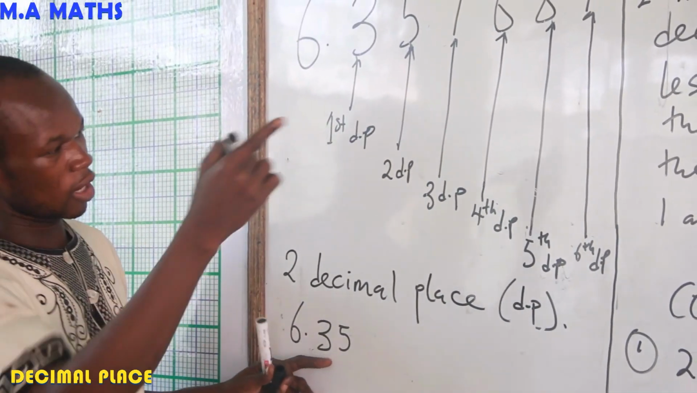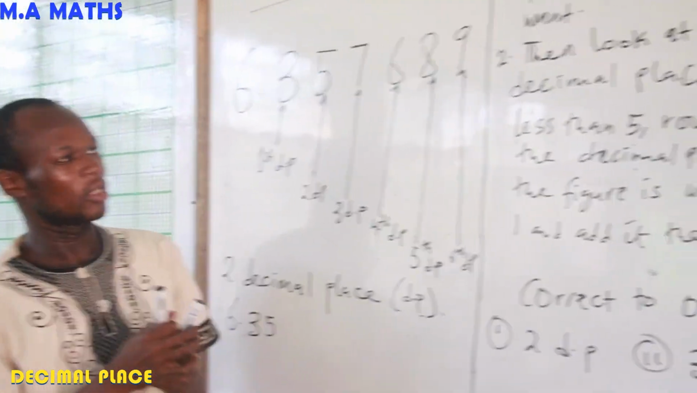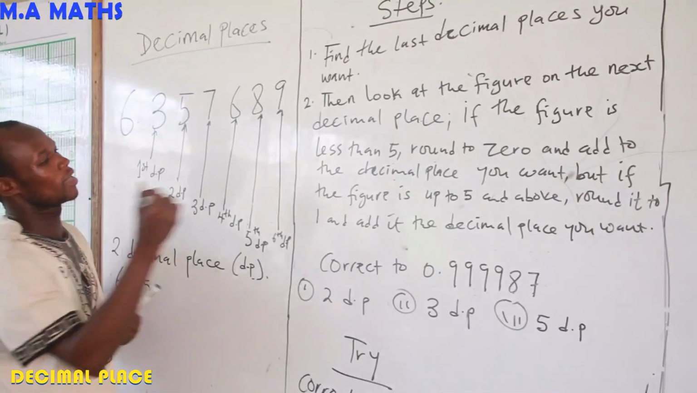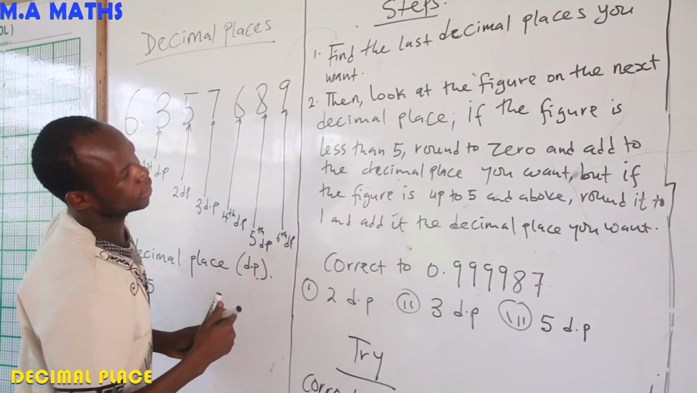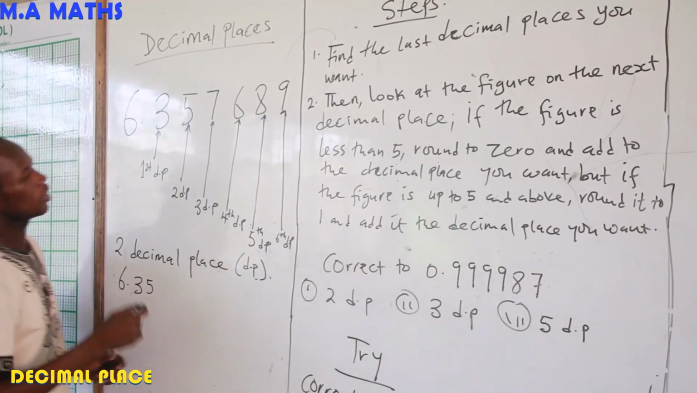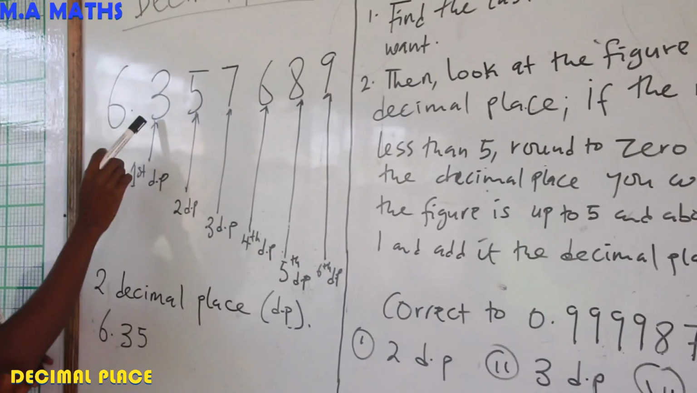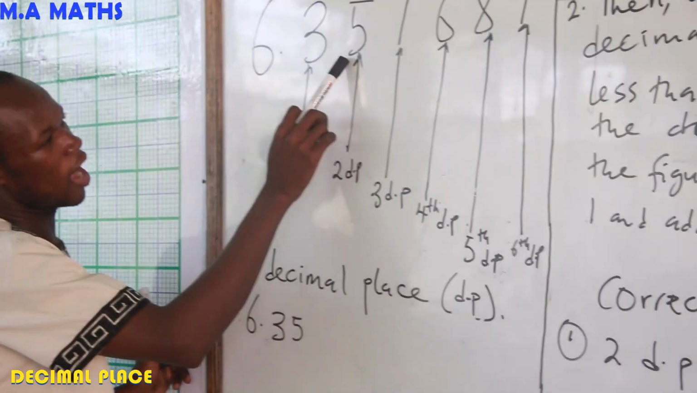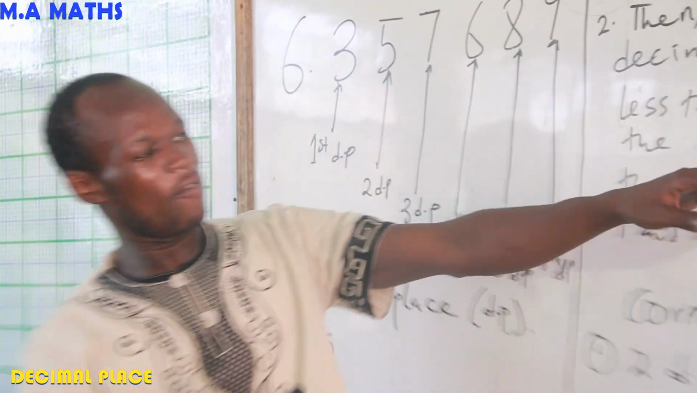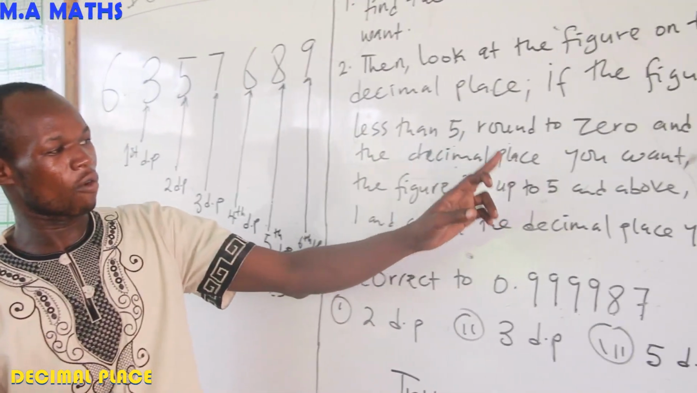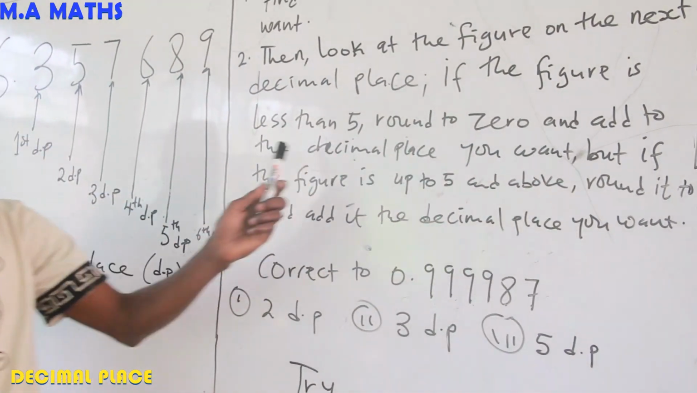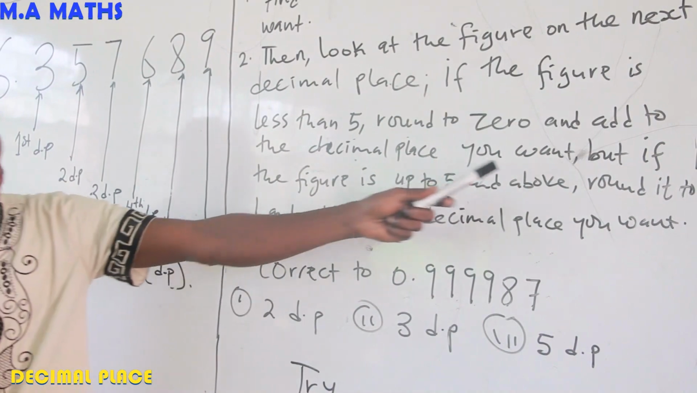Let's move to the second step. After you are done with the first step, look at the figure on the next decimal place. What is the figure on the next decimal place? We have 1, 2, ending at 5. What is the next figure? It's 7. If the figure is less than 5, round it to 0 and add it to the decimal place you want.